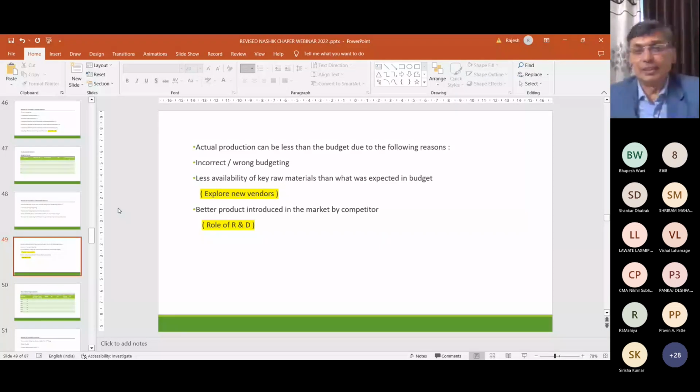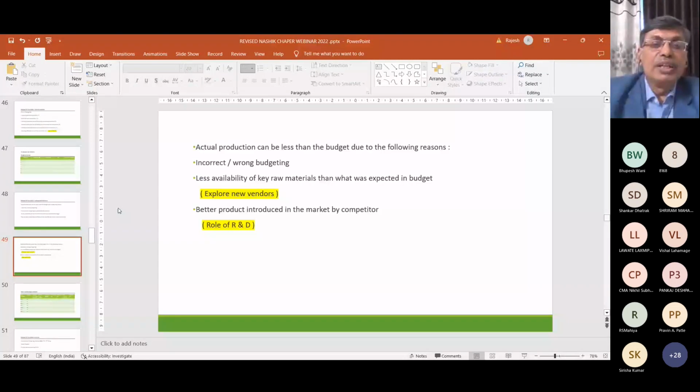Here, there are two things. Explore new vendors for the raw materials so that this gap can be bridged. And second thing, backward integration for the said raw material. Both these possibilities need to be explored. Usually, exploring new vendors should be a continuous exercise for the management, so that it offers many advantages to the company in the entire supply chain management.